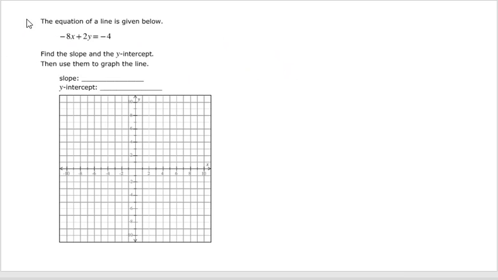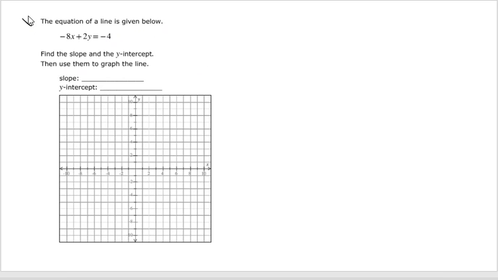Now these types of questions are the ones that I have had the most emails about. So I'm going to show you two of these. This says the equation of a line is given below. Find the slope and y-intercept, then use them to graph the line.